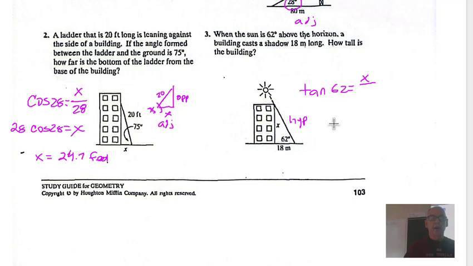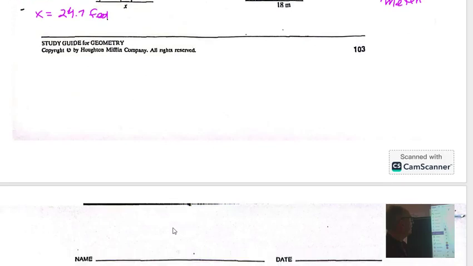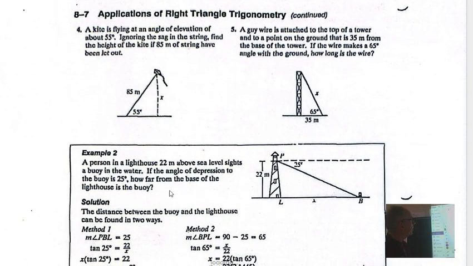Okay, let's look at number 4. A kite is flying at an angle of elevation of about 55 degrees. So if somebody's holding the kite and the string actually bows a little bit, if you've flown a kite, you'll know that. The string kind of curves and goes up. But assuming it's a straight line, it's making a 55-degree angle. And ignoring the sag in the string, find the height of the kite if 85 meters of string is out.